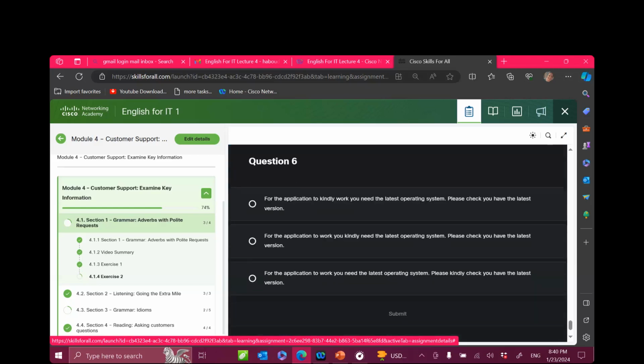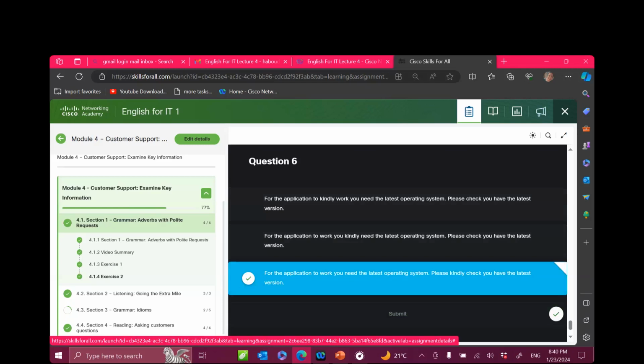Question number 6. For the application to kindly work, you need the latest operating system. Please check you have the latest version. Or: for the application to work, you kindly need the latest operating system. Or: for the application to work, you need the latest operating system. Please kindly check you have the latest version. Very good. Because I started with "please", I will take "kindly" right after it: please kindly check.